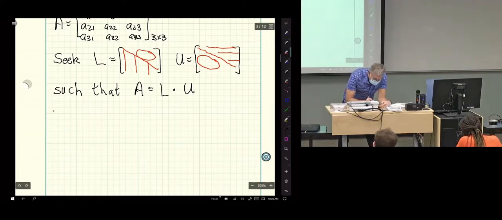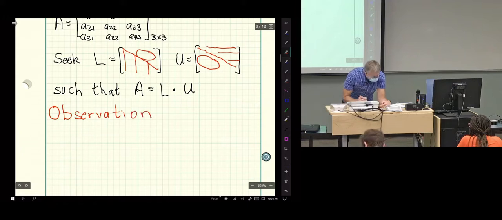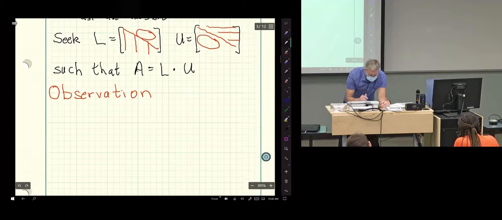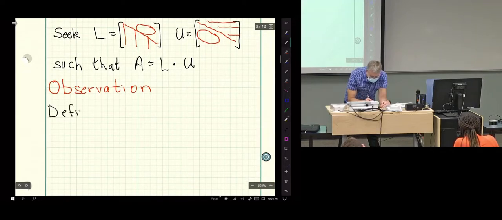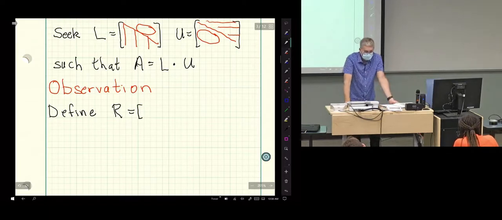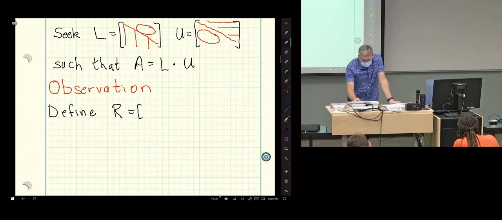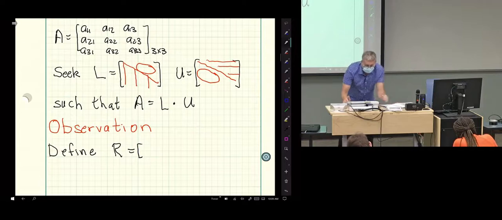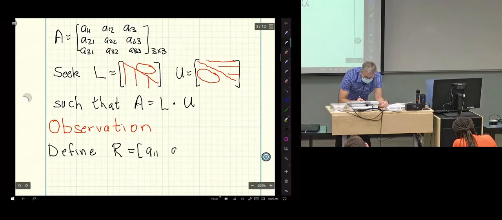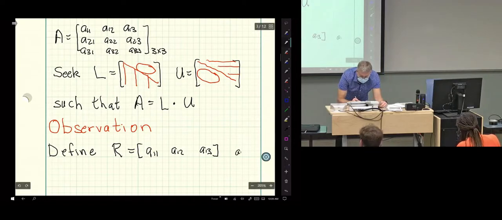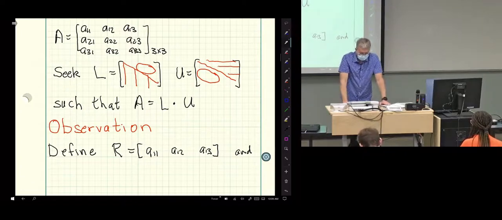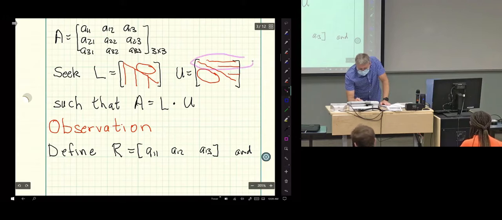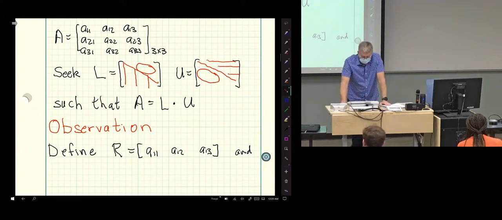So here's our first observation. And this observation is a key that unlocks the puzzle of how you factor the matrix. So we're going to define a row vector, R, and it's going to be the first row of A. So we're just going to copy that down. A11, A12, A13. Okay, row vector. This is going to be my first row in my upper triangular matrix.